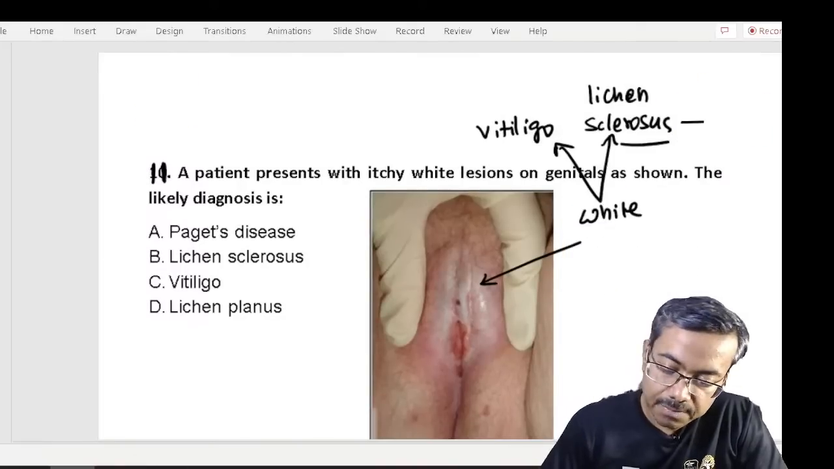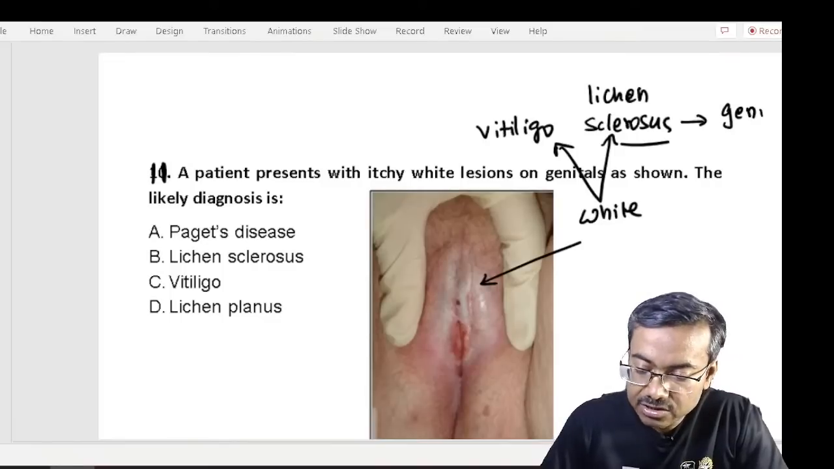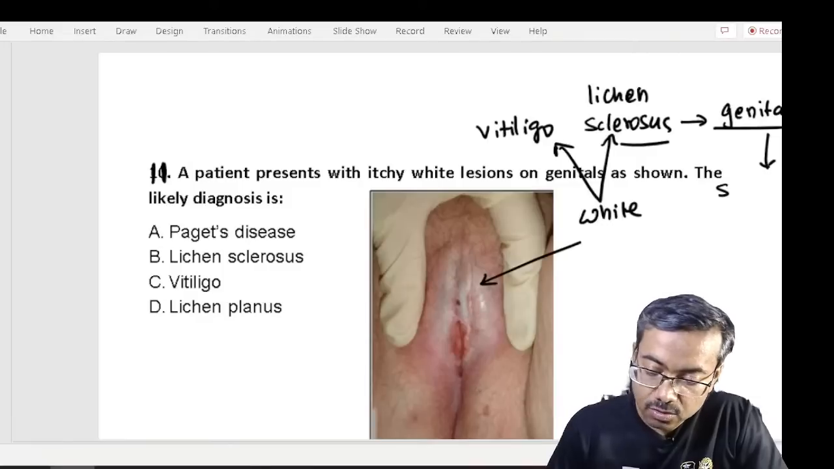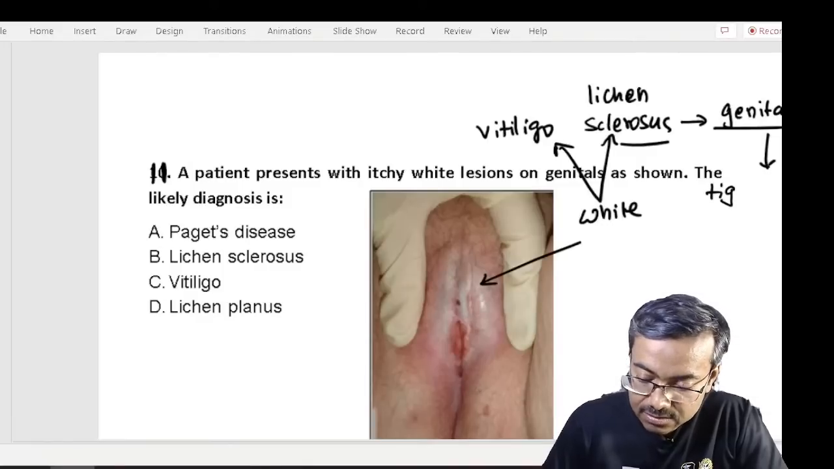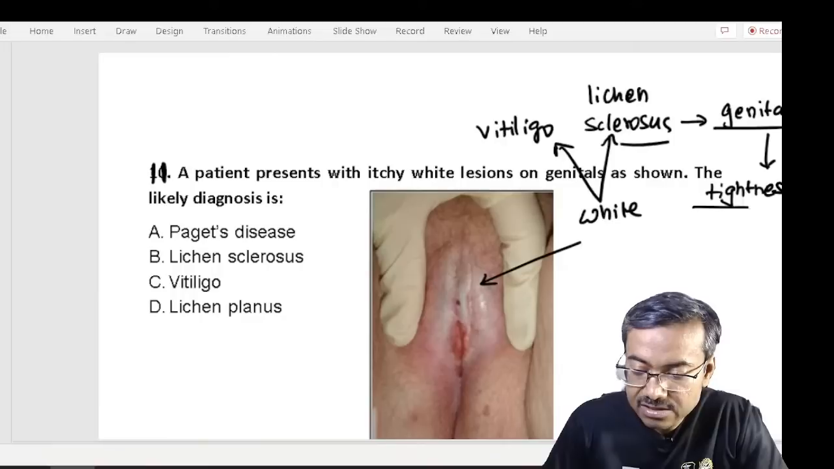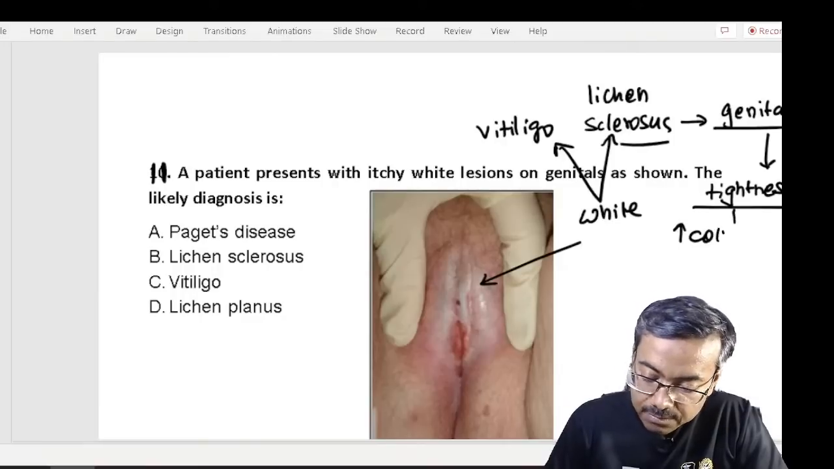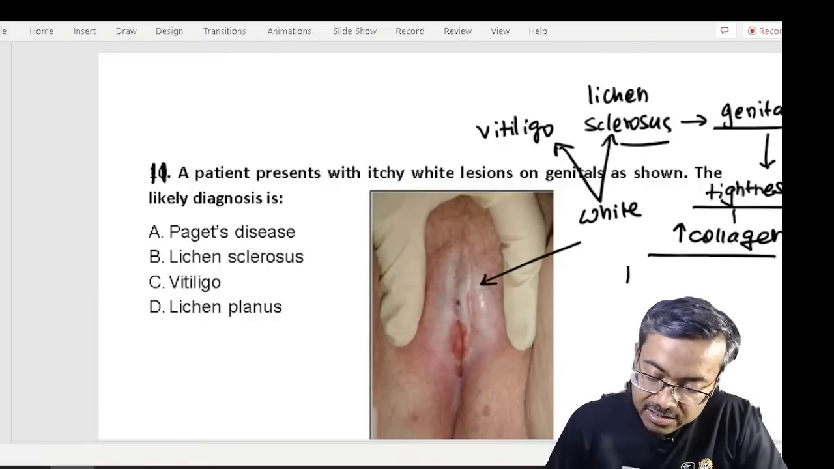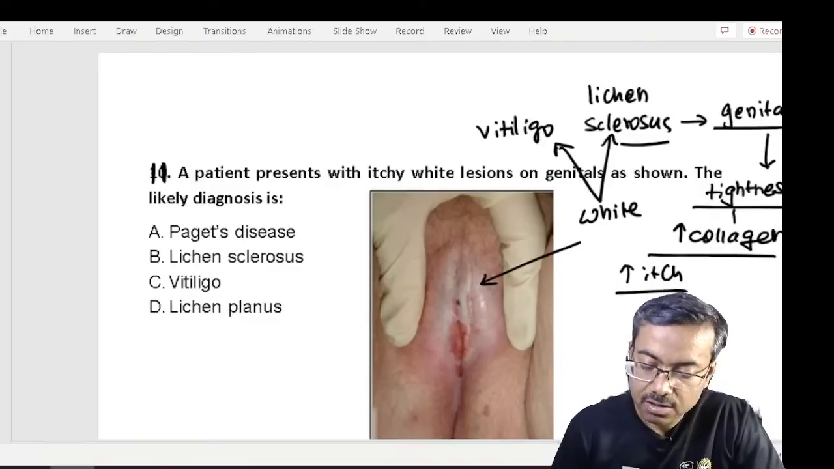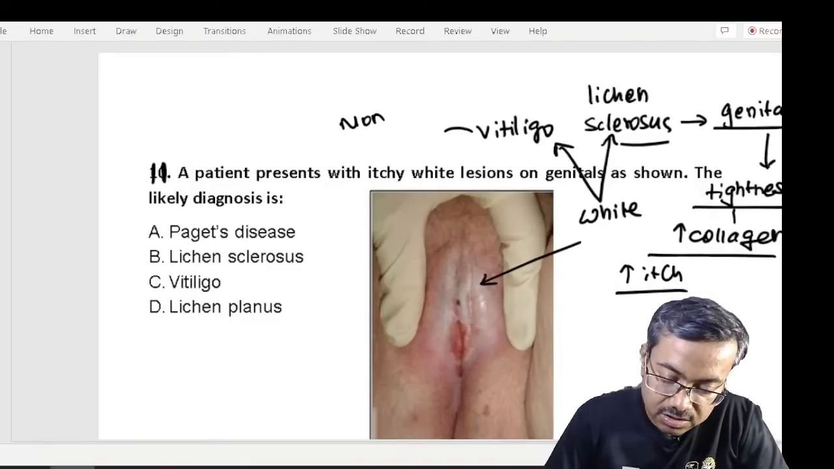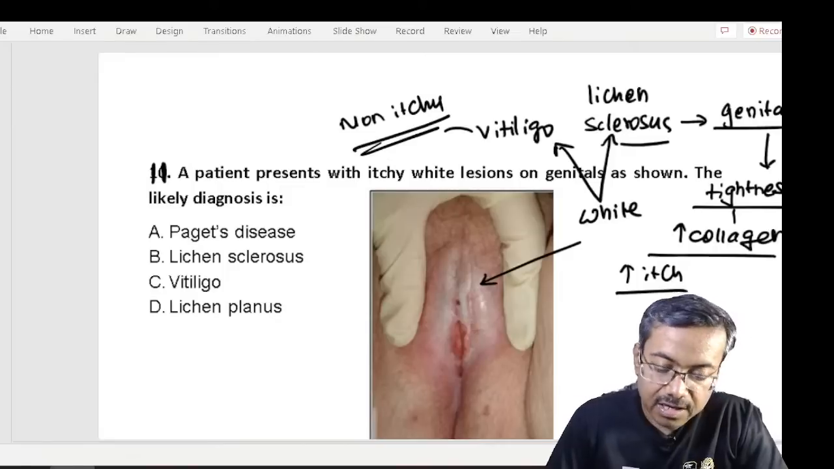Lichen sclerosus typically is a genital lesion, and it creates sclerosis, which means tightness. The word sclerosis itself means tightness, so there's more collagen deposition on the genitalia. Interestingly, it also creates a lot of itch. Now, vitiligo is always non-itchy. You will never have vitiligo itchy.